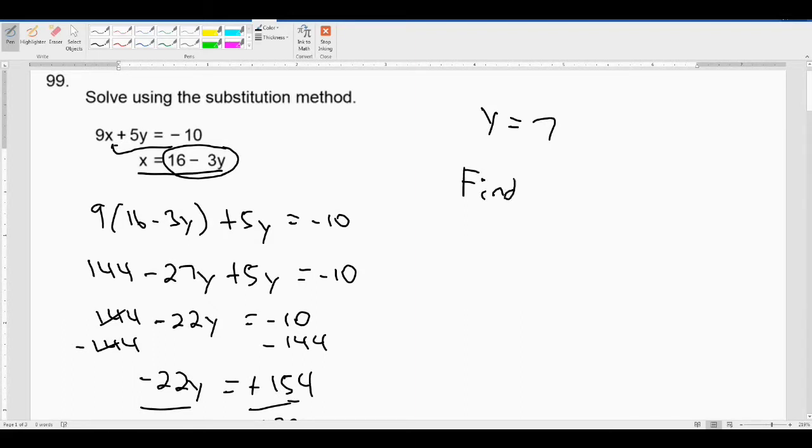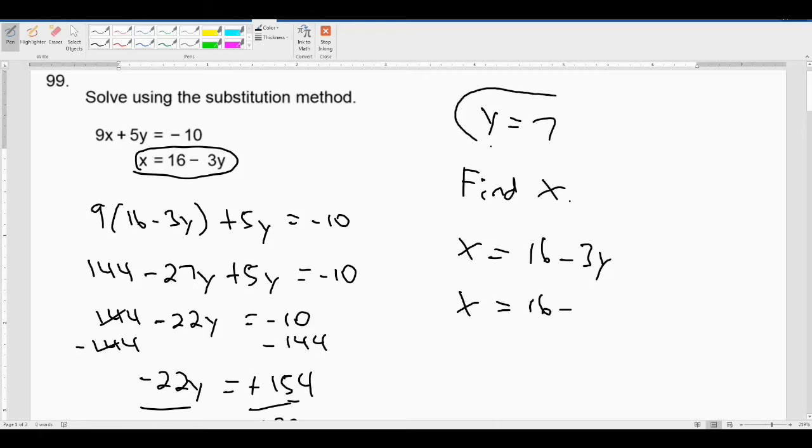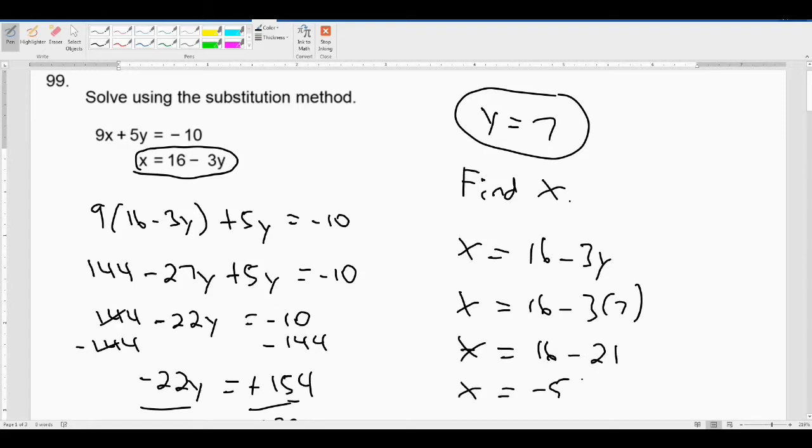Now we need to find x. Now it doesn't matter which equation you use, but this one is by far easier to find x. So I'm going to use that one. We have x equals 16 minus 3y. And we know what y is because we just found it. It's 7. And then 3 times 7 is 21. And x equals negative 5.